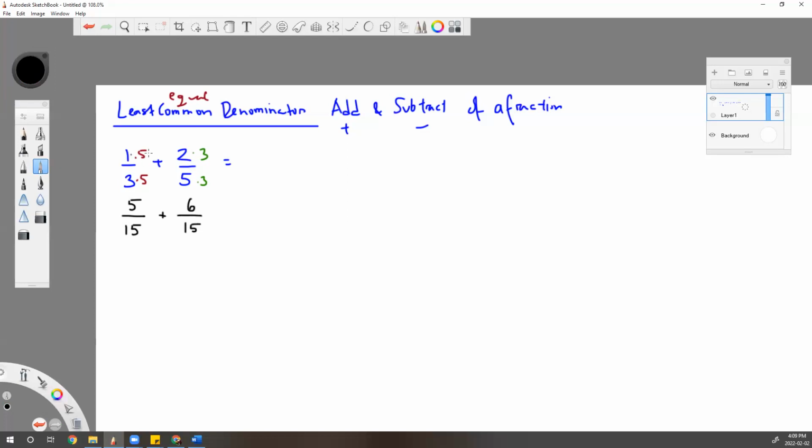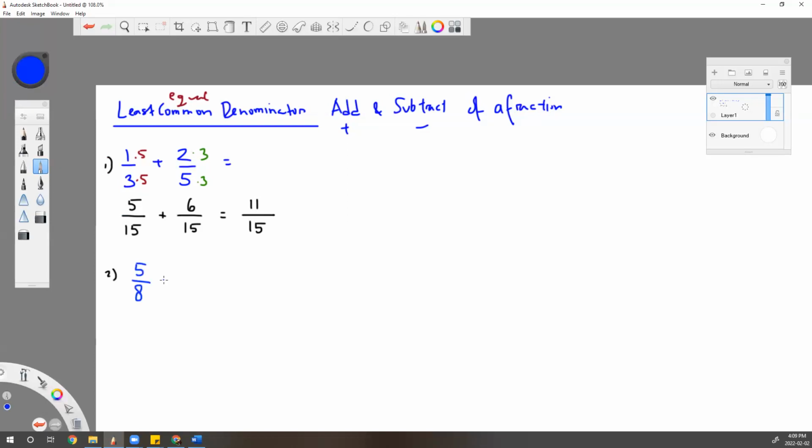Okay, so 5/15 plus 6/15, right? So you can add it simply. 5 plus 6 is 11, and you cannot add the denominators. Okay, it is 15. The denominator is always 15. It is unchanged. Okay, do you get the idea, Rachel? Yeah. Now, I will give you another question. Good to hear that.